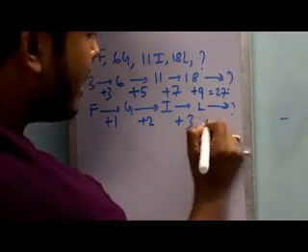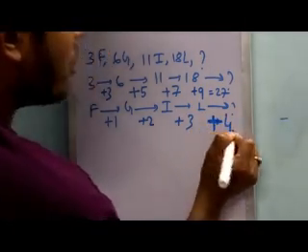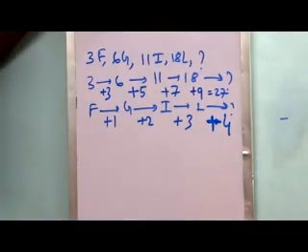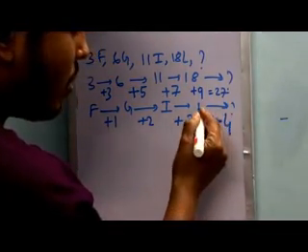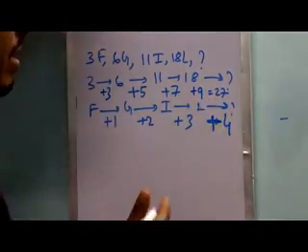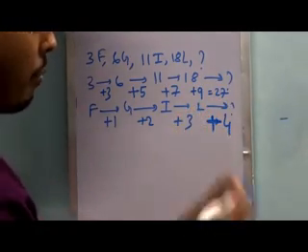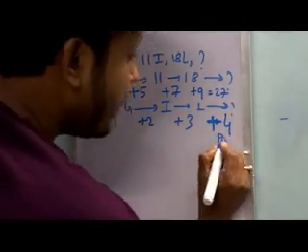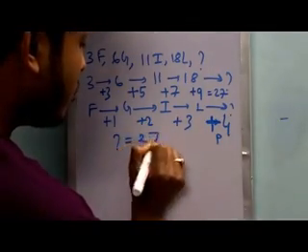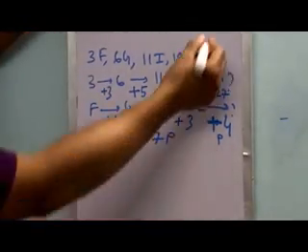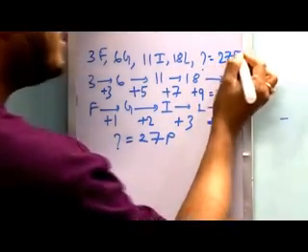Similarly, it's plus 3 and obviously it will be plus 4. So what is the fourth letter starting from L? M, N, O, P. So that will be P. So the question mark will be replaced by 27P to complete the series.